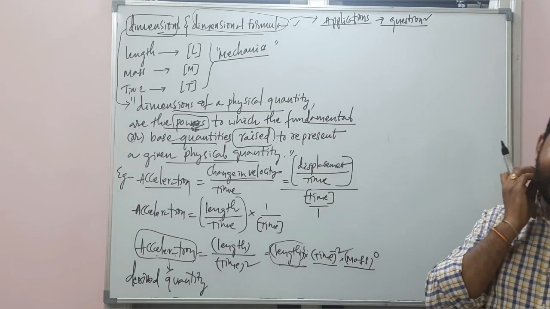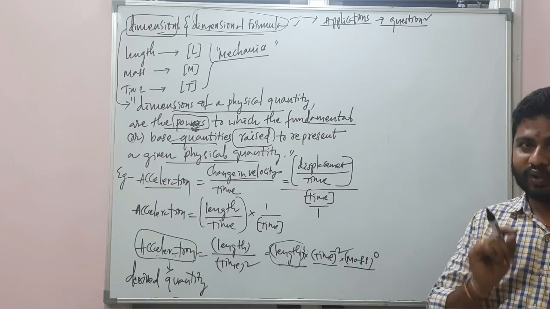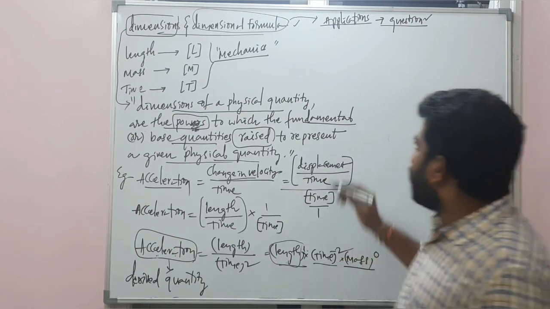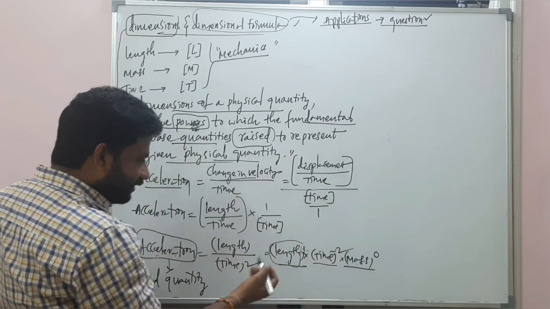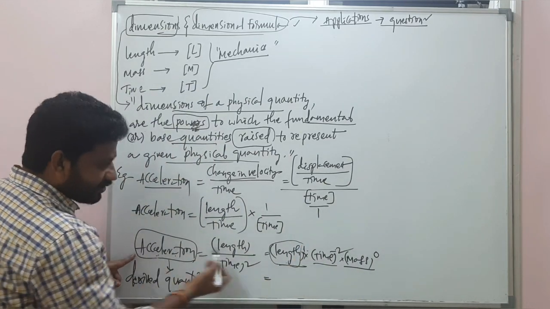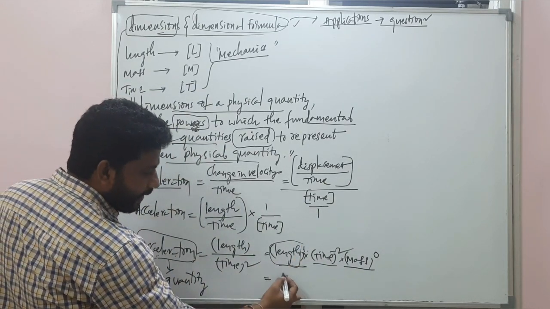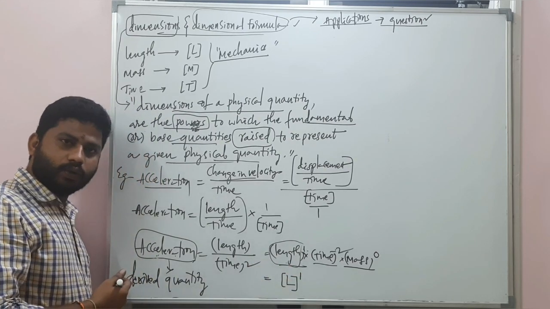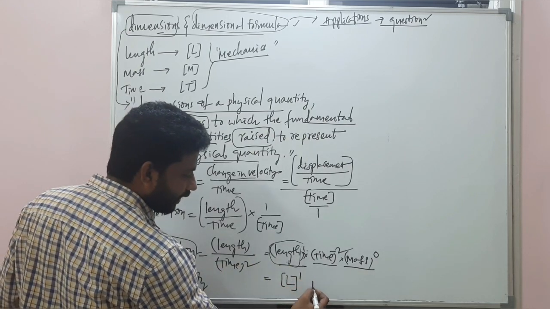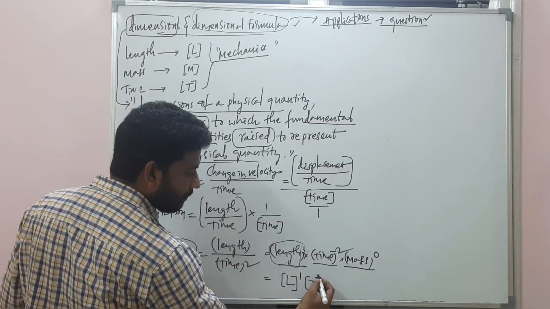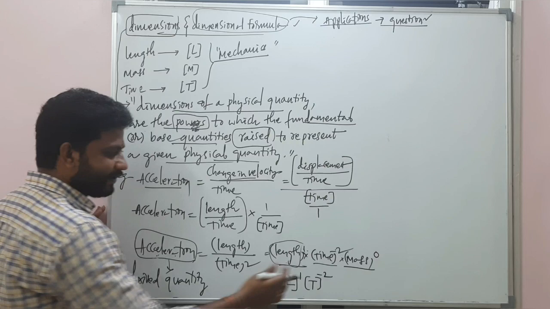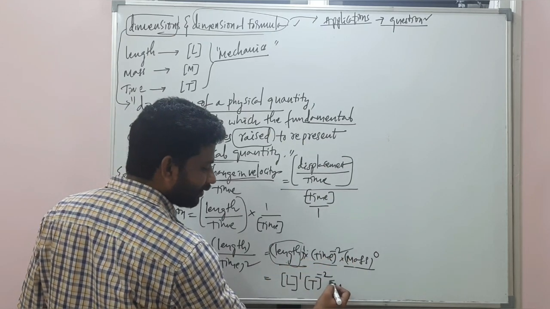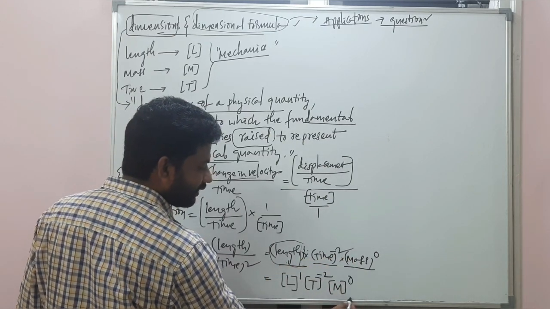Dimensional formula. What is the dimensional formula here? Look at this carefully. For acceleration, the length dimension is L to the power what? 1. Okay. And here, time to the power what? -2. Okay. So here mass to the power is what? 0. These are the dimensions.